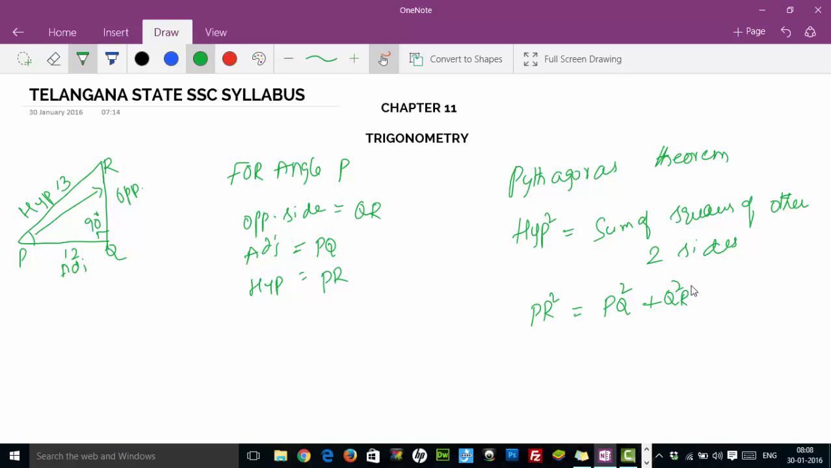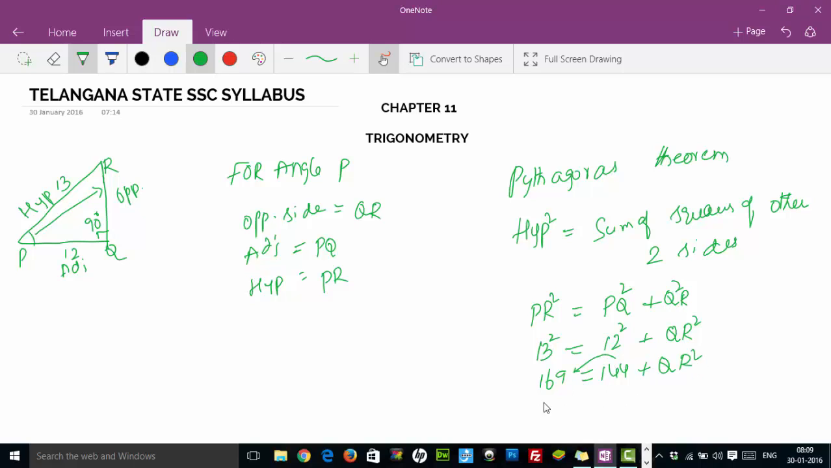So by applying Pythagoras theorem, we can say that from the given figure, PR square is equal to PQ square plus QR square. The value of PR is 13, so in place of PR I'm writing 13, I'm writing square as it is. PQ is 12, square as it is. QR, I don't know the value of QR, so I'm writing QR square as it is. 13 square, we all know that 13 square is 13 into 13, which is 169. 12 square is 12 into 12, which is 144, plus QR square I'm writing as it is.